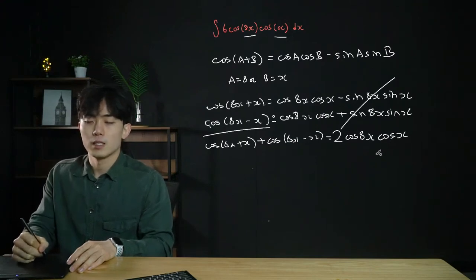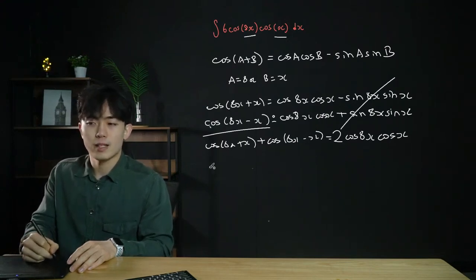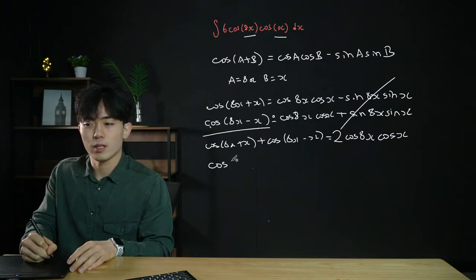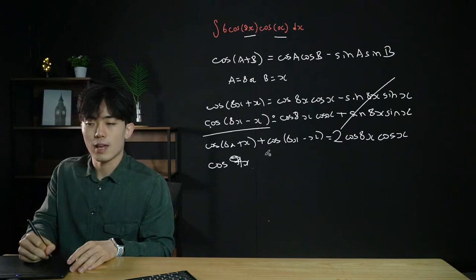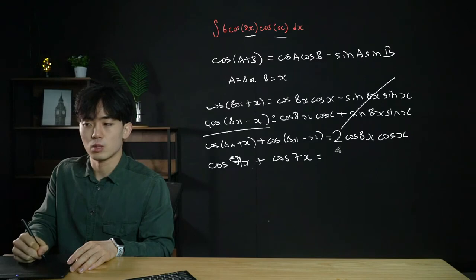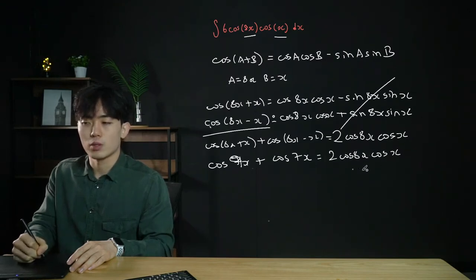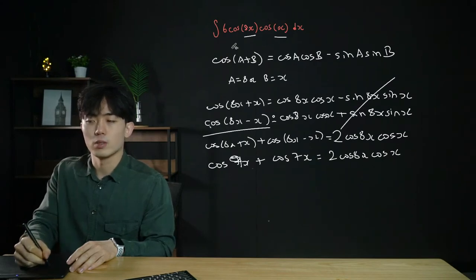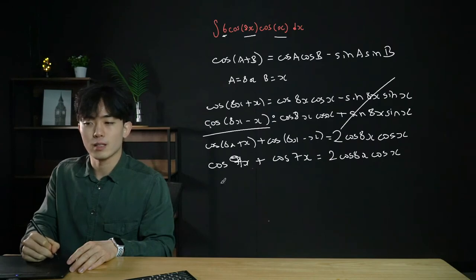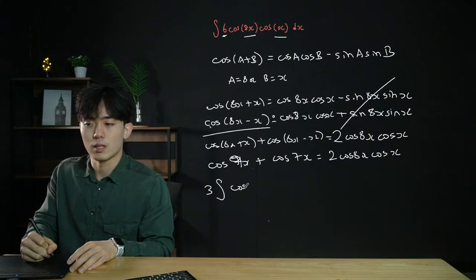We can simplify this a bit. cos(8x + x) we can rewrite as cos 9x, and plus cos(8x - x), that would be cos 7x. And that's equal to 2 cos 8x cos x. So you can see here, we've got 2 cos 8x cos x. Our original integral is the same term, but it's just a 6 now. So all we have to do is integrate 3 lots of this term, so 3 times (cos 9x plus cos 7x).